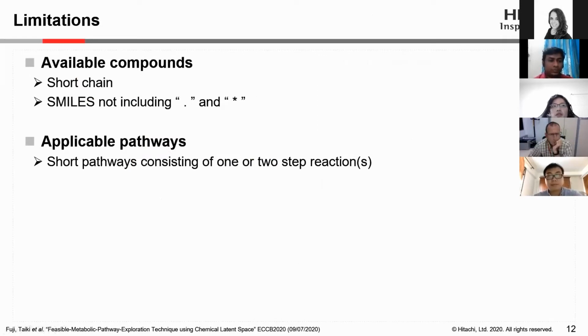These are limitations of our technique. Available compounds are short chain compounds and their SMILES not including dot and asterisk. That means ionic bond and wildcard. And it is necessary to set a short pathway due to using the subset method.